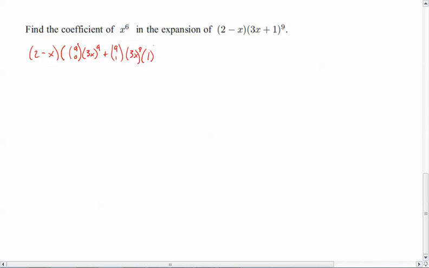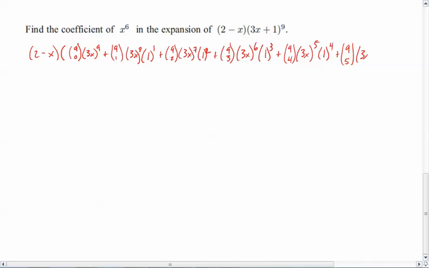times 1 to the 1st, of course, and then 9 choose 2, 3x to the 7th, and then 1 to the 2nd, sorry, plus 9 choose 3, 3x to the 6th, and then 1 to the 3rd, and then plus 9 choose 4, 3x to the 5th, 1 to the 4th, plus 9 choose 5, and I'm actually going to stop here. You could keep going here if you want, but I've already recognized that I've gotten as far as I need to go, right? Because I'm looking for the x to the 6th.